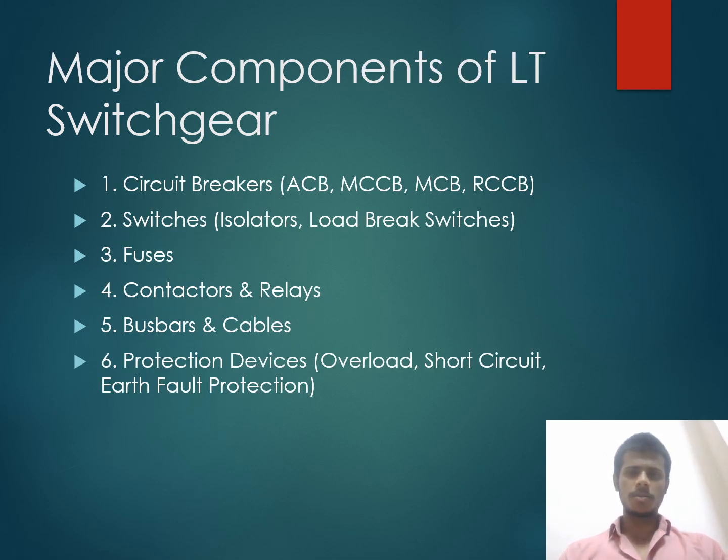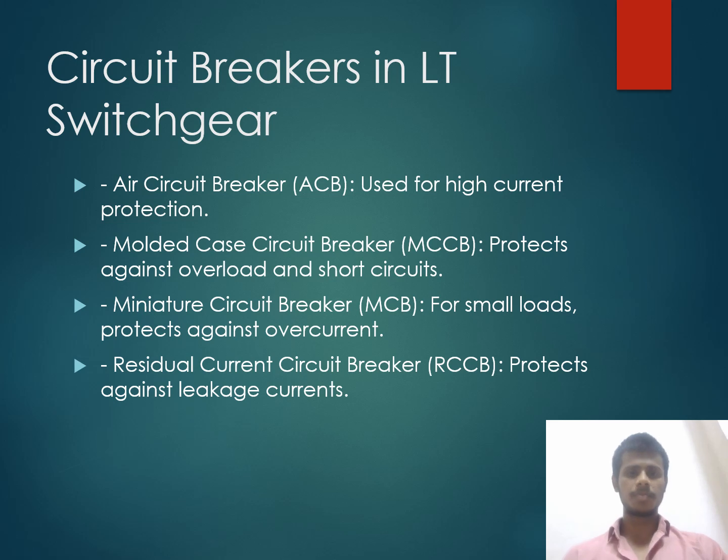The major components of low tension switchgears: low tension switchgears consist of circuit breakers to restrict the high voltage, switches, fuses, contactors and relays, bus bars and cables, and protection devices. These components are used in low tension switchgears.